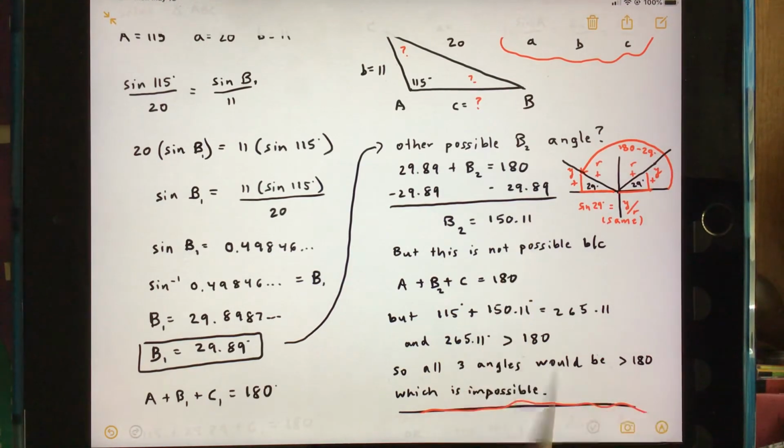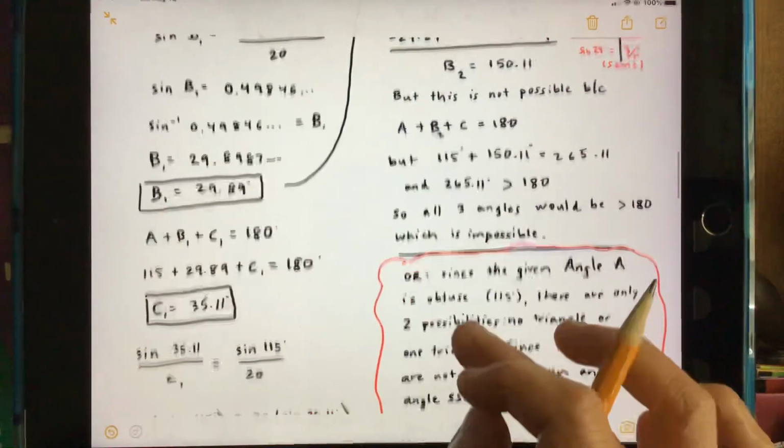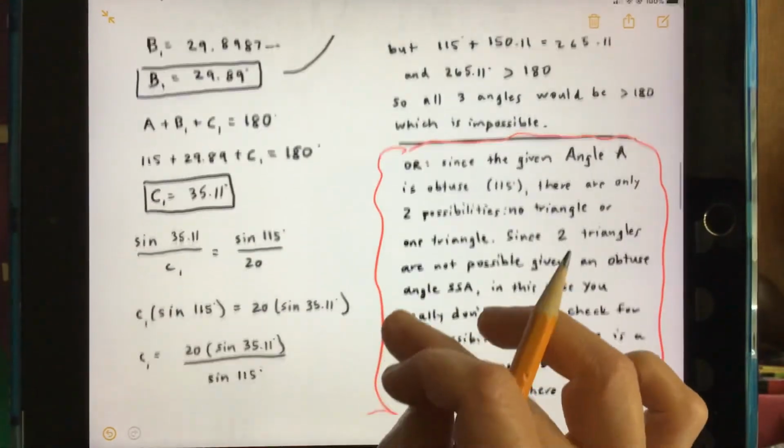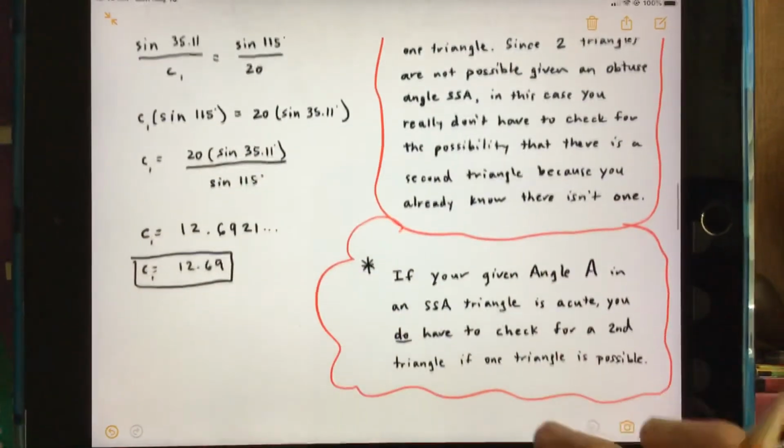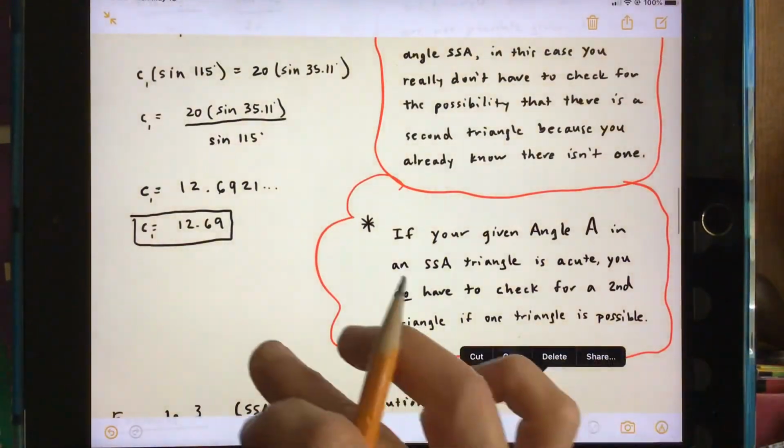If this angle actually worked, then we would find angle C, and then we would find the unknown side length C as well. All right, so we only have one triangle in this situation, and we boxed up all of the measurements for that one triangle. So we'll move on now into example 3.